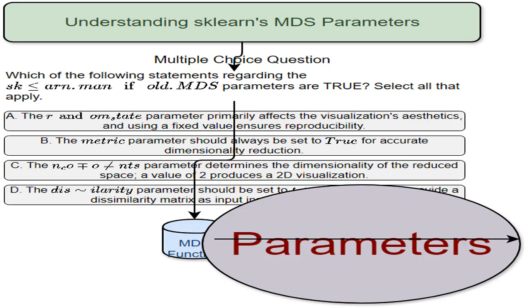The MDS function has several parameters. These parameters let me control different aspects of how the dimensionality reduction happens. For example, I can specify the number of dimensions I want to reduce to, or I can tell it whether I'm giving it raw data or a pre-calculated distance matrix. Knowing how to use these parameters correctly is key to getting good results.